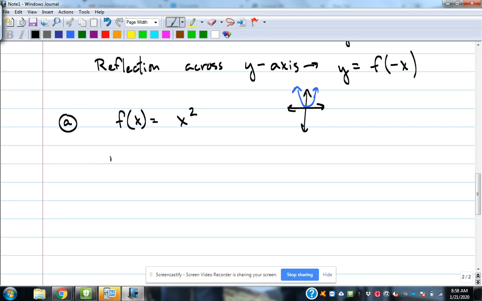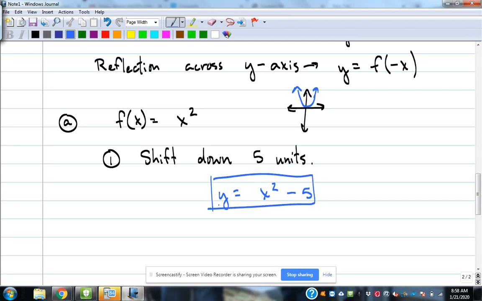So the first problem we want to do, we're going to do several parts here. We want to take that function and let's shift down 5 units. What would be the equation if we were to shift that down 5 units? X squared minus 5. Absolutely.